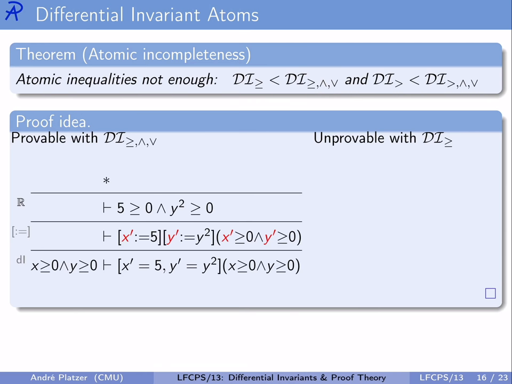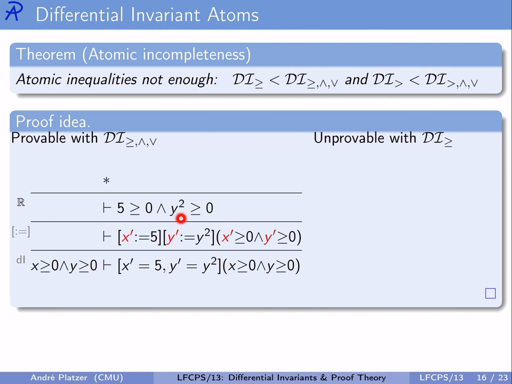Here is the x greater or equal 0 and y greater or equal 0 invariant of the differential equation x prime equals 5 and y prime equals y squared. That we prove by reducing it to the question whether x prime greater or equal 0 and y prime greater or equal 0. Plugging in the numbers gives us the question whether 5 is greater or equal 0. Yep, it is. And whether y squared is greater or equal 0. Yep, it is. So that has an obvious proof.